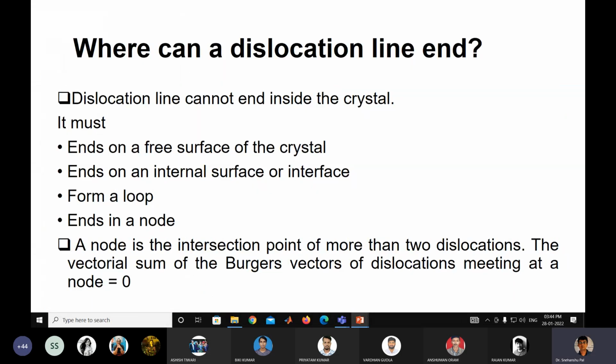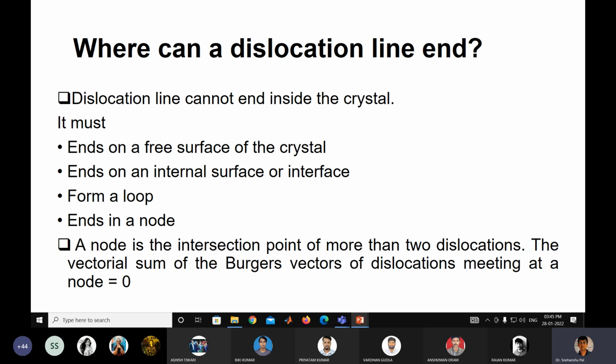Now, next question. Already we have discussed a part of this question last class, but here we are going to get the information regarding this question. Where can a dislocation line end? A dislocation line cannot end inside the crystal. Last class I told that, and we have understood also. Now it must end on a free surface of the crystal.